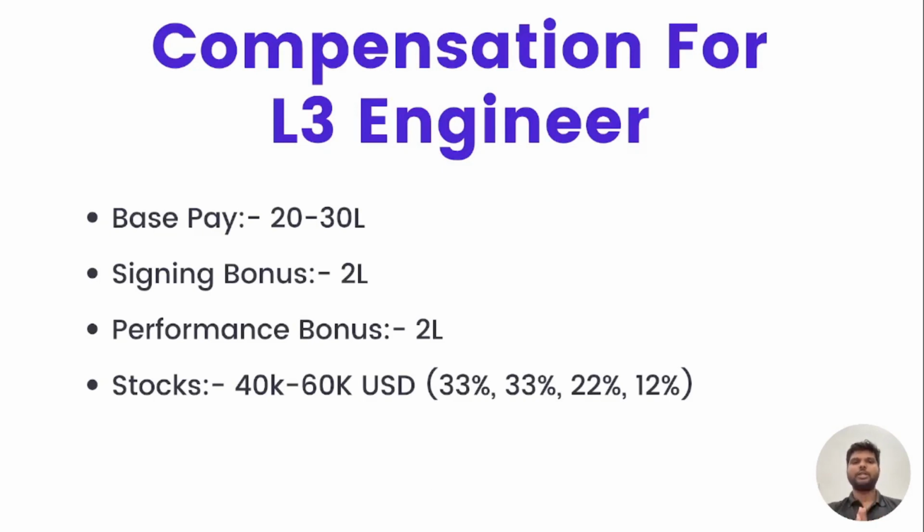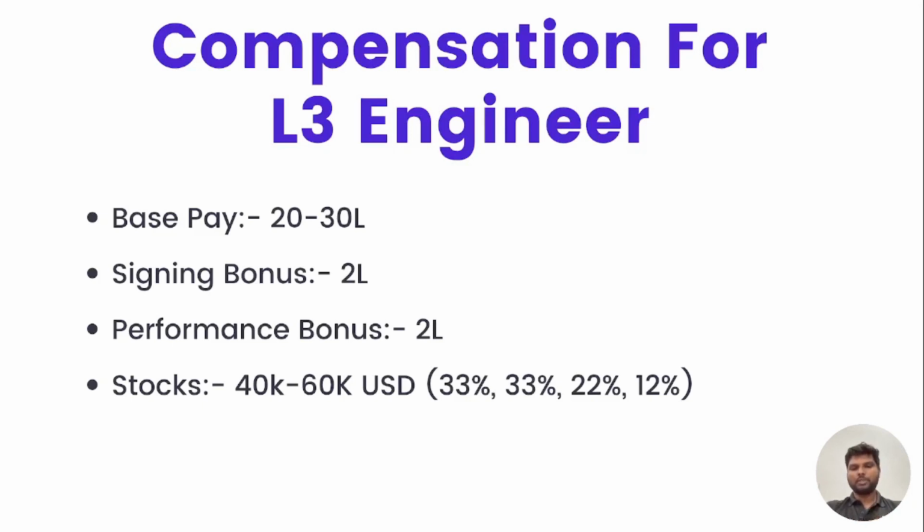Now let's talk about the most interesting part, which is the compensation structure at Google for an L3 software engineer. As you can see on the screen, the total compensation will consist of these 4 parts. The first part is the base pay. The typical base pay will range from 20 lakhs to 30 lakhs depending on your experience. Divide this amount by 12 and you will get your monthly salary. Then we have the signing bonus. Once you sign the offer letter and join Google, in the first month salary, you will get this amount.